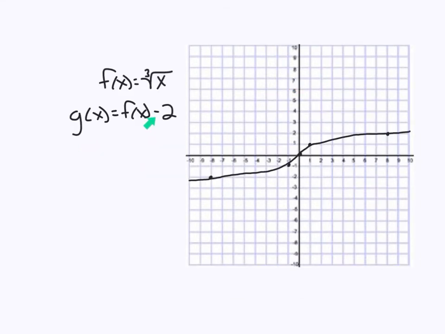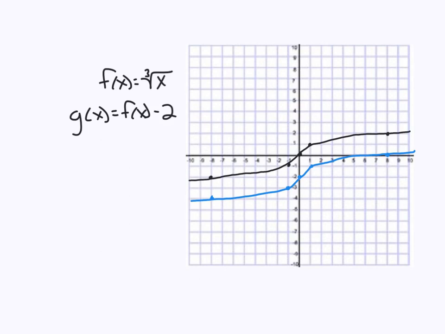This time we have a minus sign, so we need to take all the y values of these points and move them down 2 units. Okay, I've moved each of these points down 2 units. Now I can draw my new cube root function. There we go.